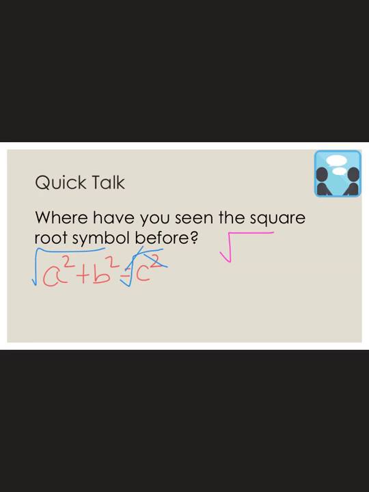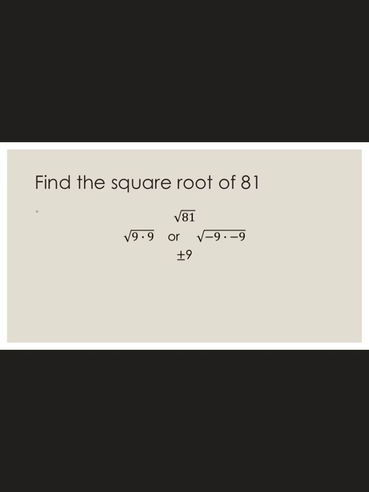Take a second and pause the video if you need to answer that question. When we take the square root of 81, we're trying to think what number times itself gives us 81. And just like our warm-up, we could have a positive 9, or we could have that negative 9. And because of this, when we write our answer, we're always going to have that plus or minus, because it is positive 9 times positive 9 that gives us 81, or negative 9 times negative 9, which gives us 81 as well. Just think about the warm-up that we did.